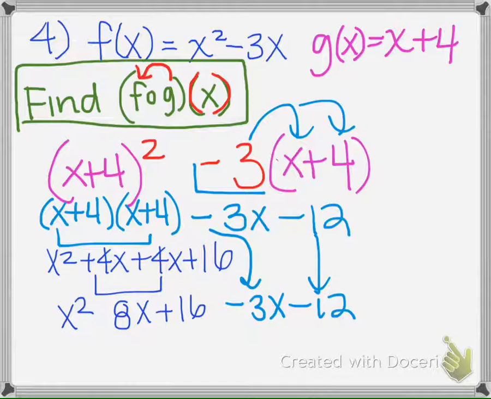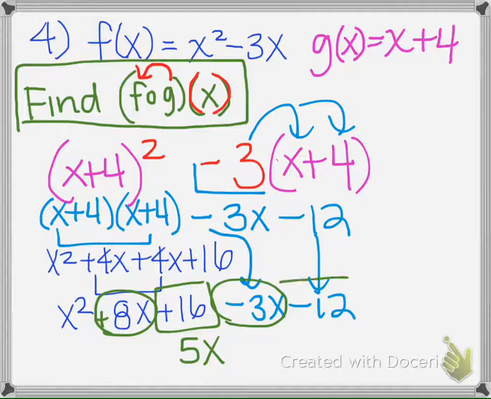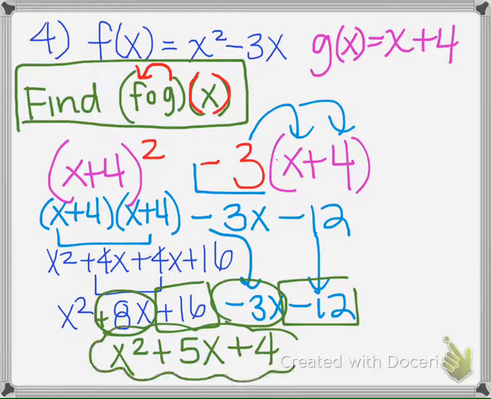And now that we've FOILed, we're going to go ahead and combine like terms. So we have a positive 8x and a negative 3x, that makes 5x. And then we have 16 and negative 12, that makes positive 4. And then we have the x squared. So we get our final answer, and this represents what f of g of x equals.